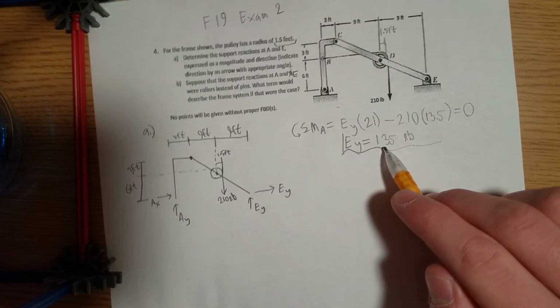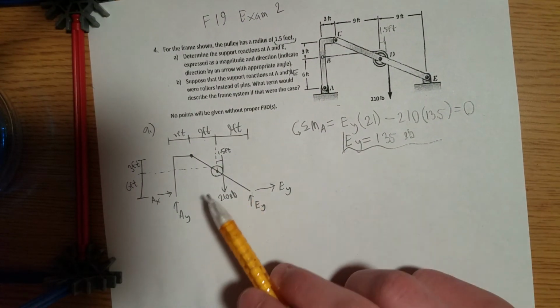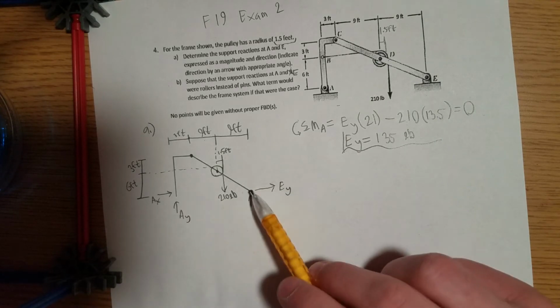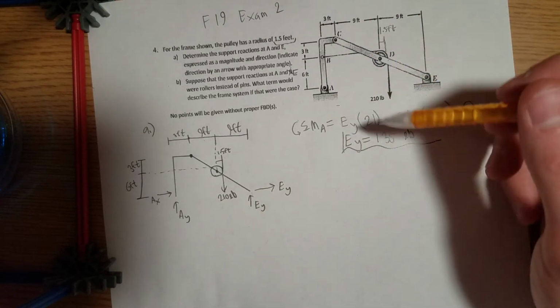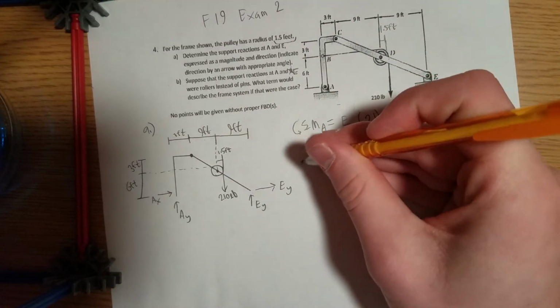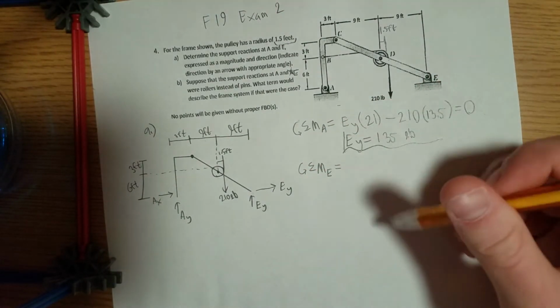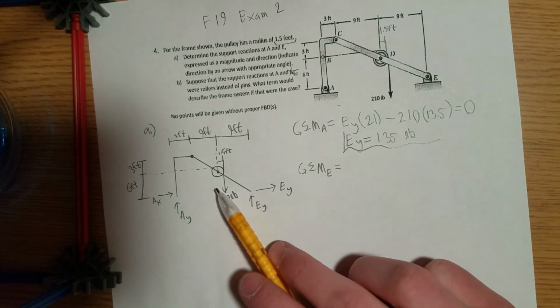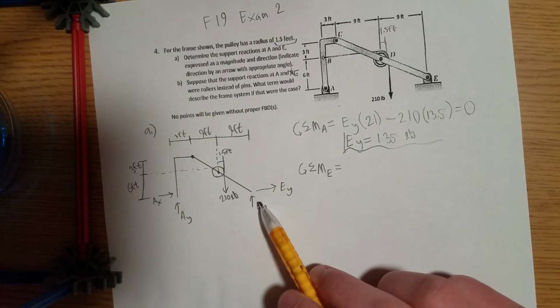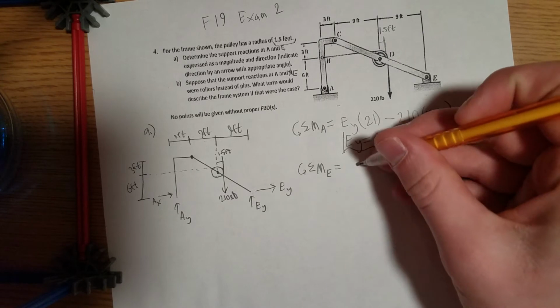So we've got EY. We could go ahead and sum the forces in the Y direction with AY, EY and the 210 to find what AY is. But I like to be a little more thorough and sum the moments about E, just so in case we happen to mess up this calculation, this one should be correct.